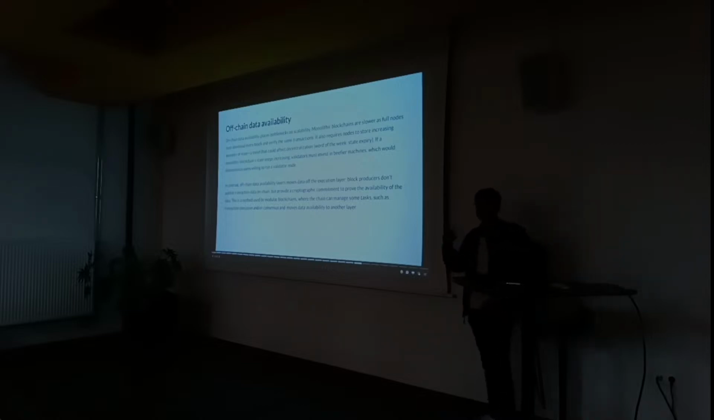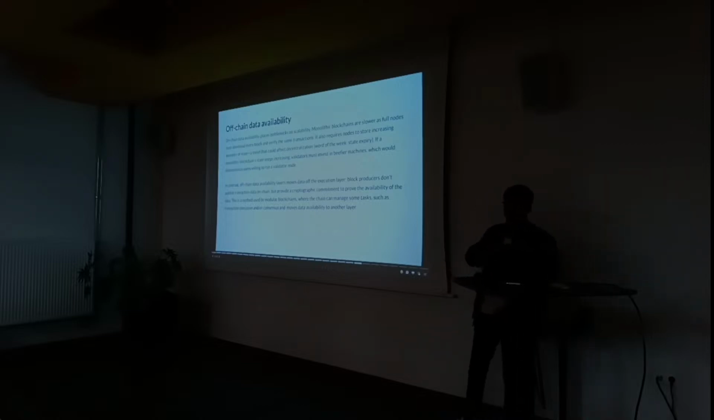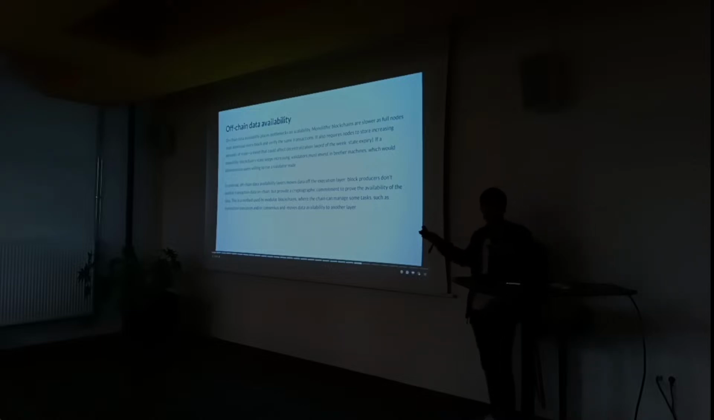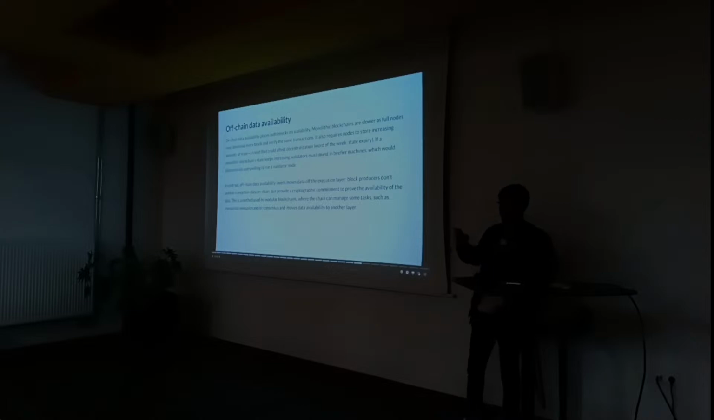And so this is the method that is used by modular blockchains, where some chains manage some tasks and the rest of it is offloaded to other chains. So you can have, for example, transaction execution on one layer, consensus on a different layer, and then data availability on a different layer, like Polygon Avail.